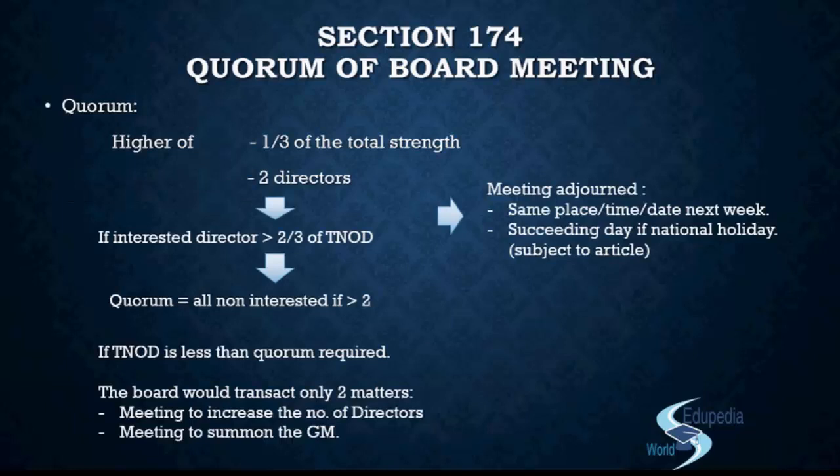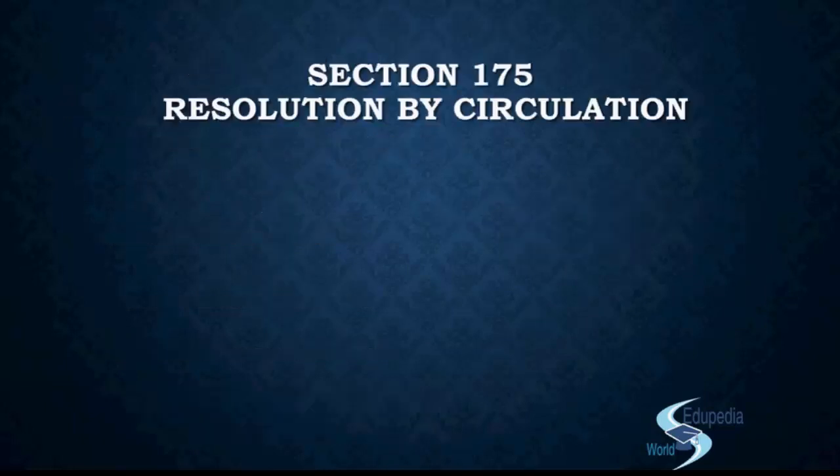So now we move on to the next section, section 175. Section 175 deals with the resolution by circulation. So what do we basically mean by a resolution by circulation? Basically that means that there is no requirement of holding a board meeting. That means instead of holding a board meeting, you get a resolution passed, right? You get a matter discussed and voted upon.